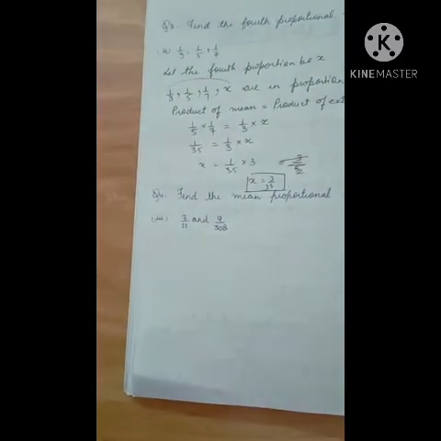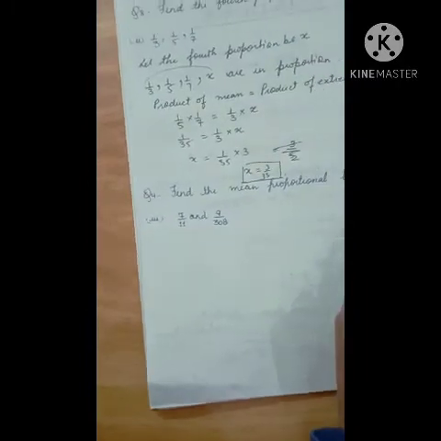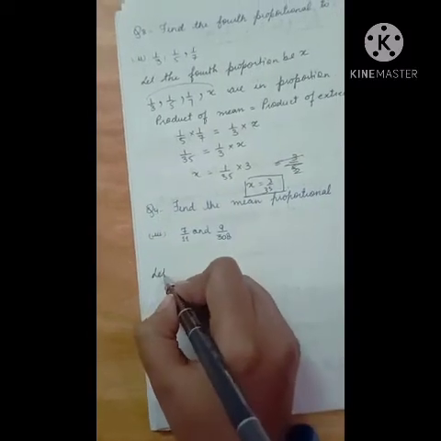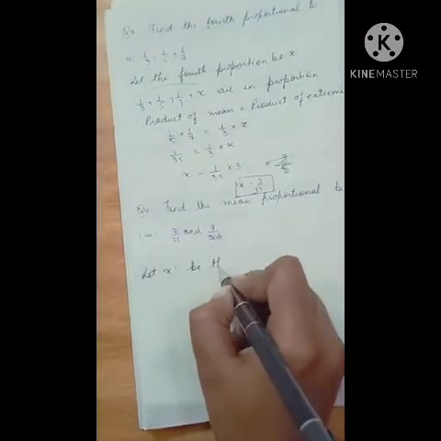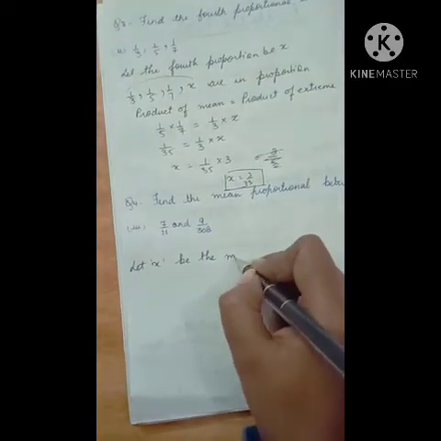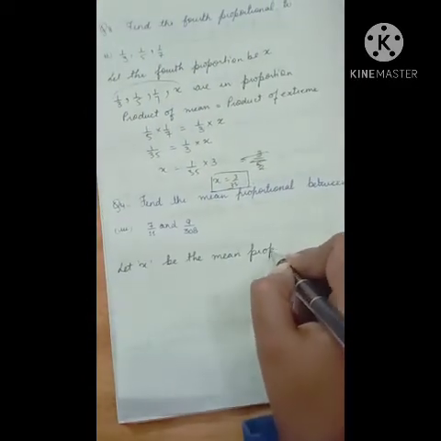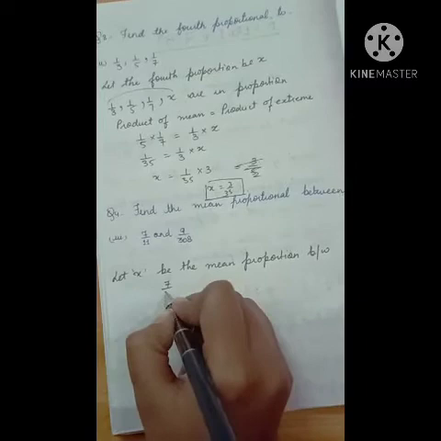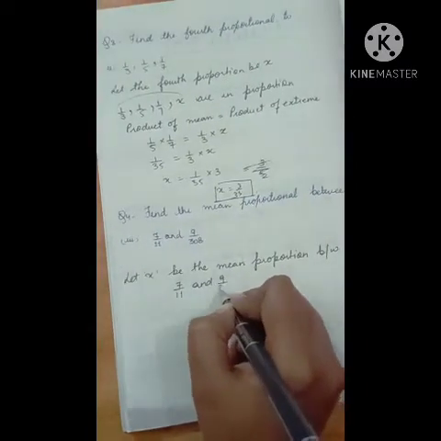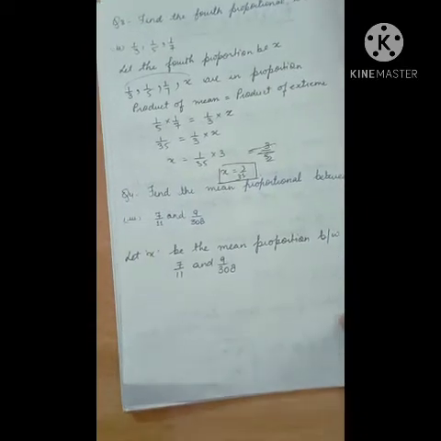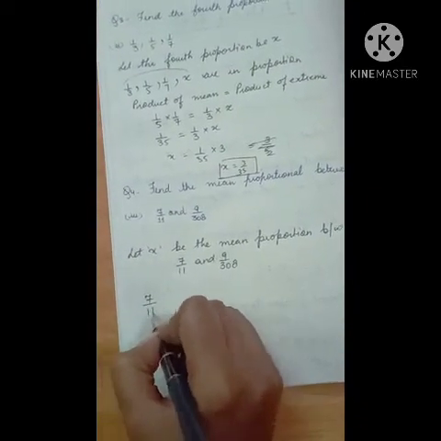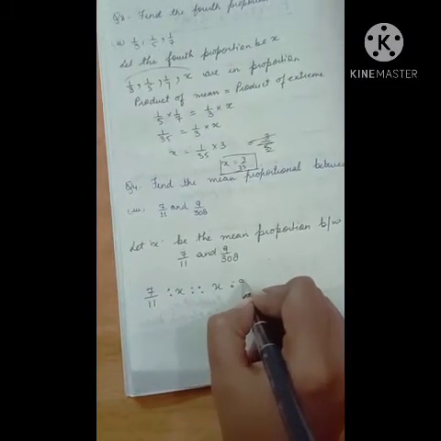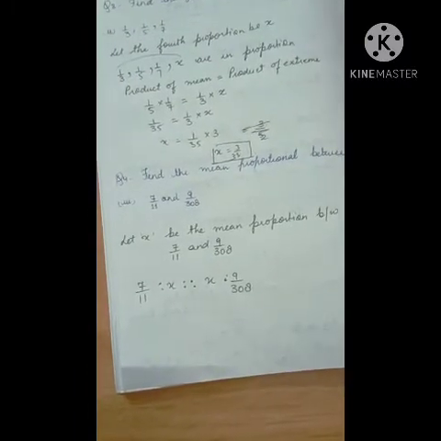Question number 4. Find the mean proportional between. Now here we have to find out the mean proportional. So let x be the mean proportion between 7 by 11 and 9 by 308. Then we can write it like 7 by 11 is to x as x is to 9 by 308.